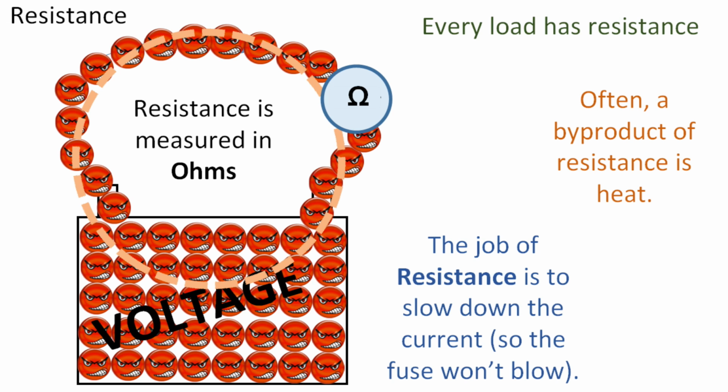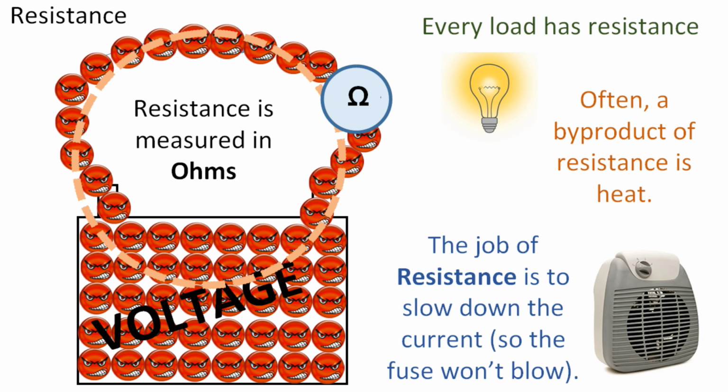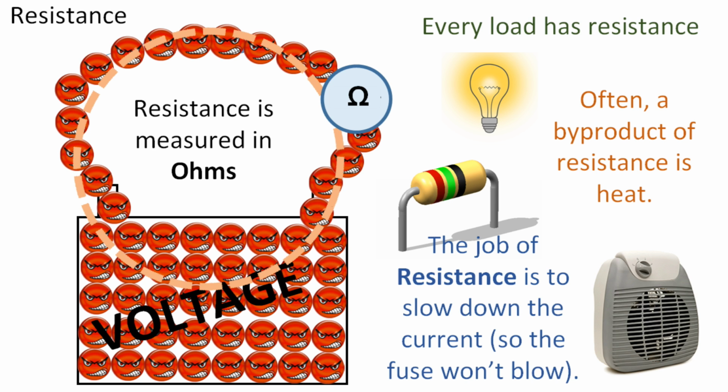Every load has resistance. A light bulb has resistance, and the excess energy is given off as light and heat. The coil wire from your car has resistance. That's how you're able to get such a big zap out of a 12-volt battery. Portable heaters have resistance, lots of it, because they get really, really hot, because they're heaters. And even the resistor in your computer on the motherboard, its job is to slow down the current, or the amps.